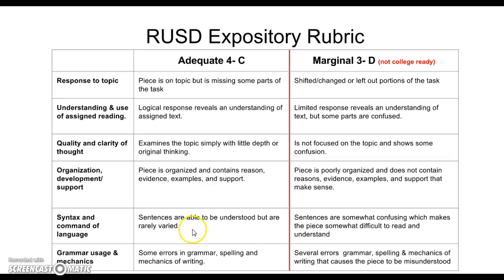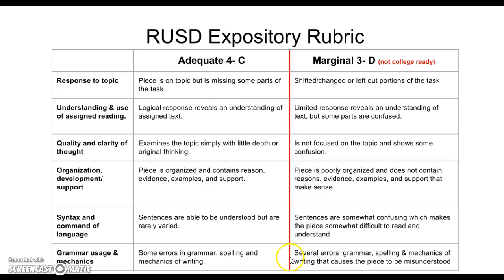Syntax and command of language. Again, this is how you're forming your sentences, subject-verb agreement, that type of thing. Sentences are able to be understood but are rarely varied, so it's very basic writing skills. If you had a 3, sentences are somewhat confusing, which makes the piece somewhat difficult to read and understand. This happened a lot. I would read things in essays where it felt like you were talking in circles, or you left out some basic grammar and it wasn't making sense.